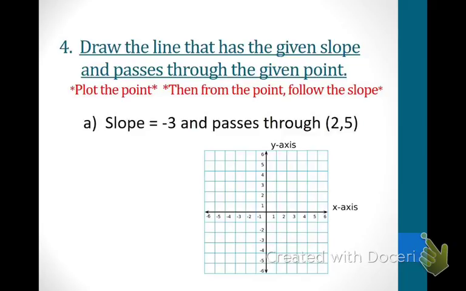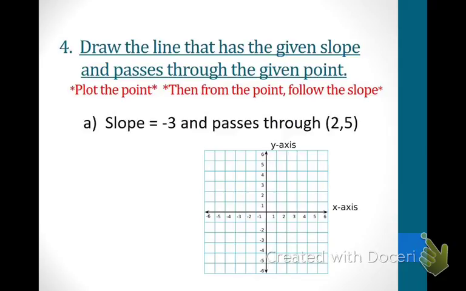Okay, here's what I want you to do. Read me the part in the red. Go ahead. Plot the point. Stop right there. That's my first step. Plot the point. So here's what my instructions say. The slope is going to be negative 3, and it will pass through the point 2 and 5. So the first thing you need to do is find where 2 and 5 is.